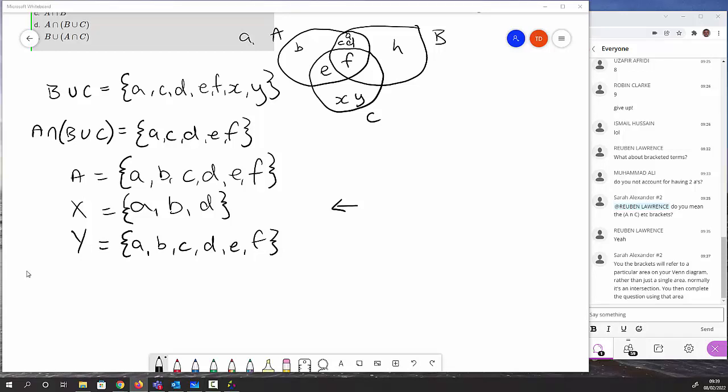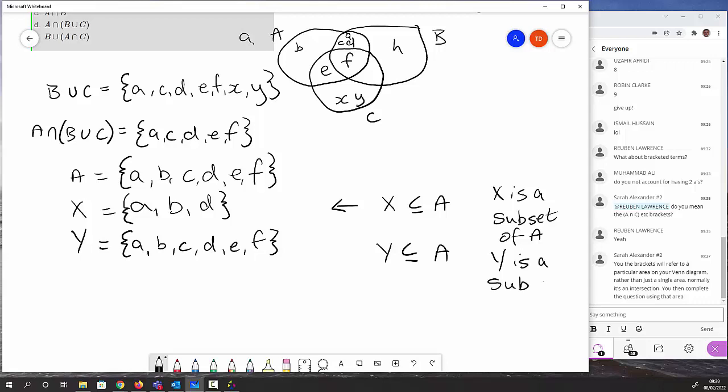So we say that X is a subset of A, okay, because everything in X also is in A. We can also say that Y is a subset of A, because everything in Y is in A, and in exactly the same way we could say that A is a subset of Y, because everything in A is also in Y. But you can see there's a difference between X and Y, can't you?